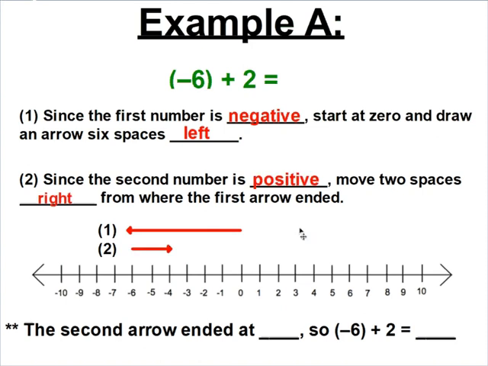So, as you can see here, we started at negative 6 because that's where the first arrow ended. We moved 2 spaces on the number line in the direction to the right because the integer is a positive number. The answer to the math problem is where the last line ends. The last arrow ends at negative 4, so what that means is that negative 6 plus 2 equals negative 4.